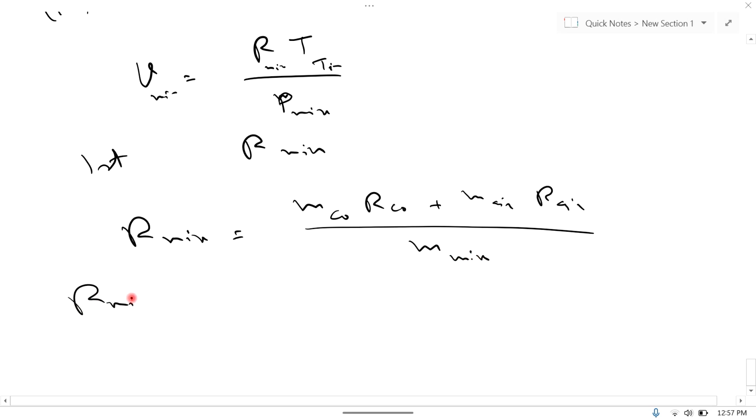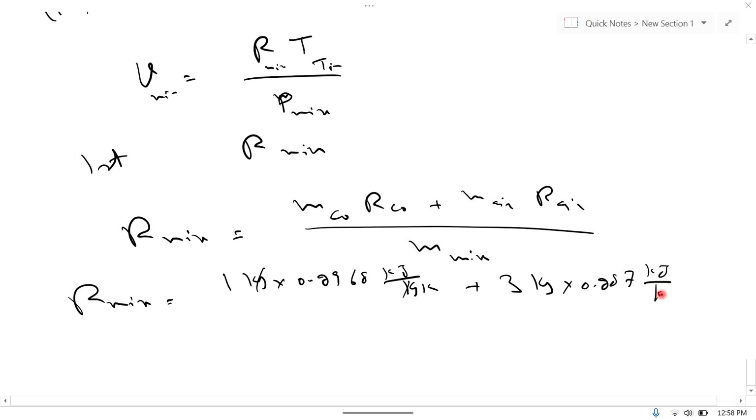So R of mixture is equal to mass of carbon monoxide, which is 1 kg. R of carbon monoxide is 0.2968 kilojoule per kilogram per Kelvin. Kilogram will be cancelled with kilogram. Plus mass of air is 3 kg. R of air is 0.287 kilojoule per kilogram per Kelvin. This kilogram will be cancelled with kilogram. Total mass is basically equal to 4 kilogram.